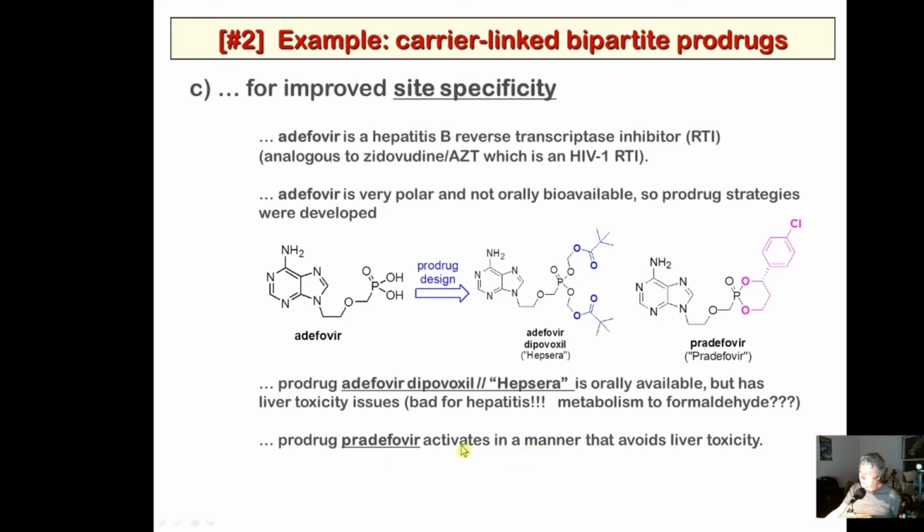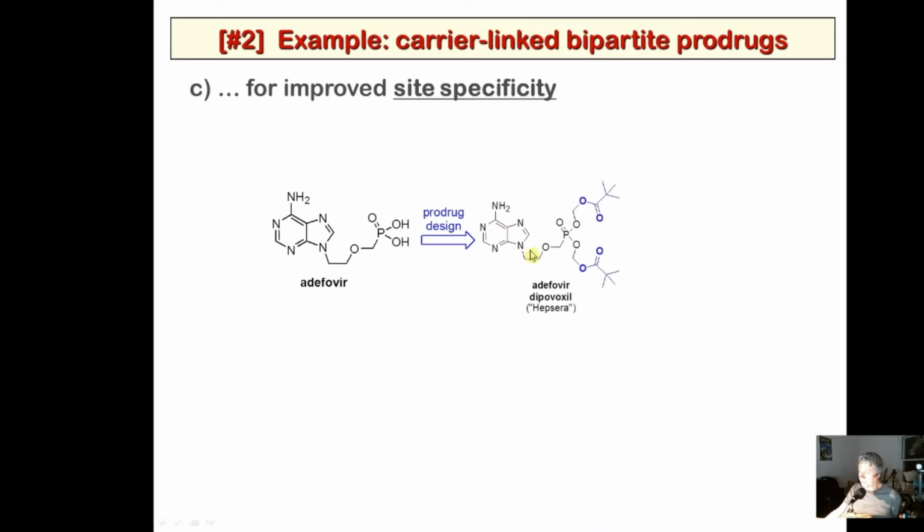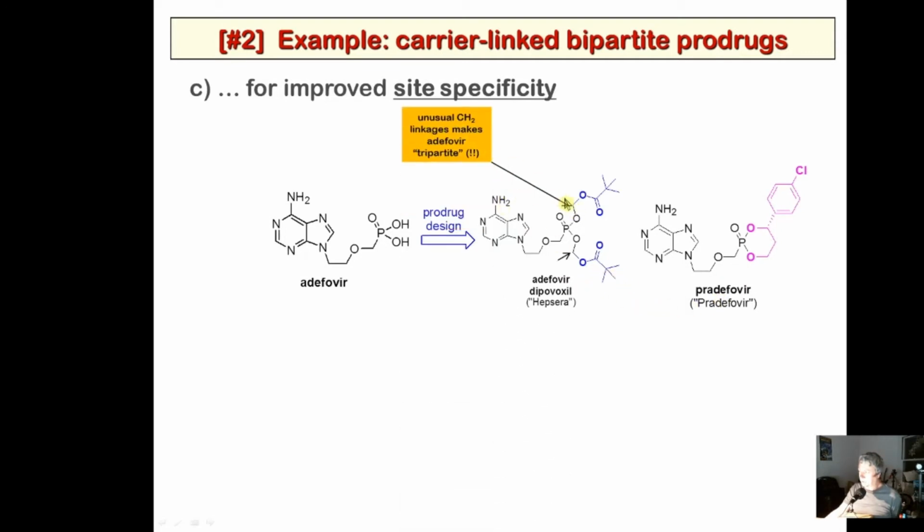The prodrug activates in a manner that avoids liver toxicity. So let's show that. Here's the drug. Here's that prodrug strategy again. And here's the drug and the prodrug. And this CH2 linkage, which you haven't seen before yet, makes it actually a tripartite prodrug strategy. So both these CH2s get cleaved, and in the process, the esterase cleaves the ester, and then this cleaves to make formaldehyde, acetaldehyde, right? This does not have that problem.